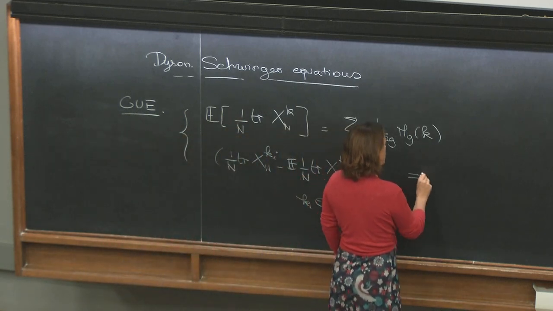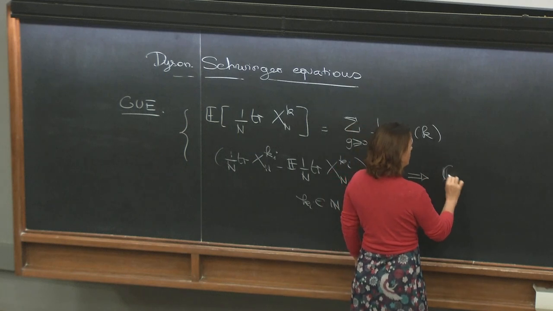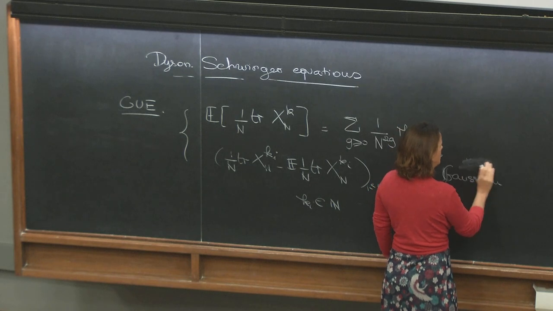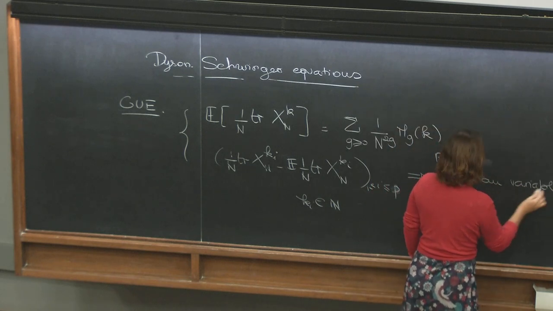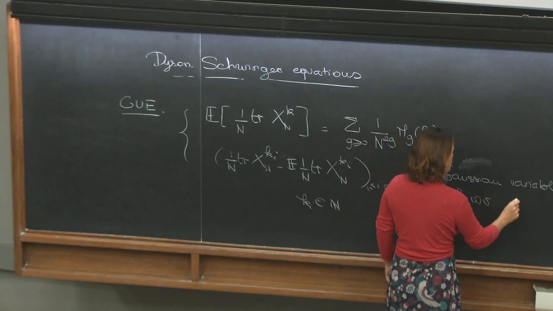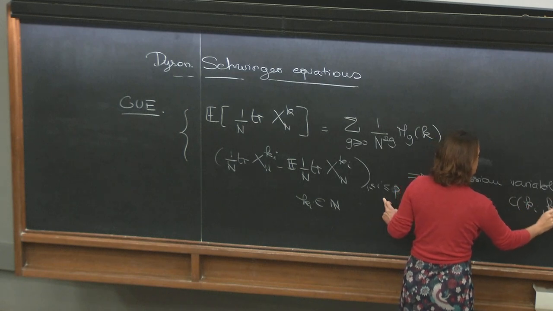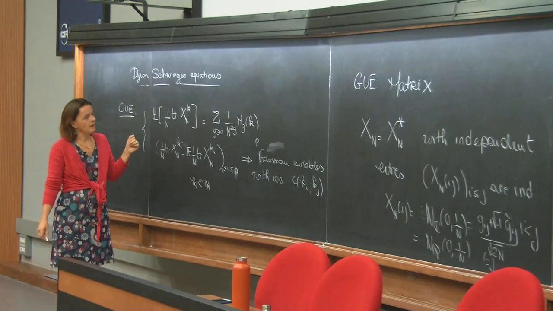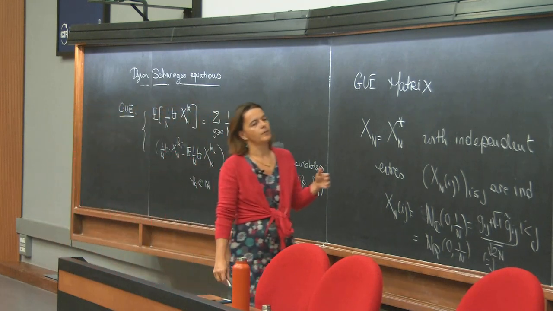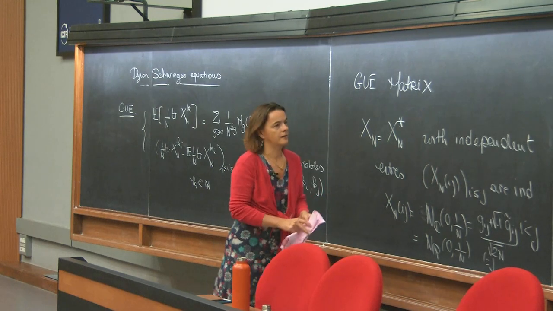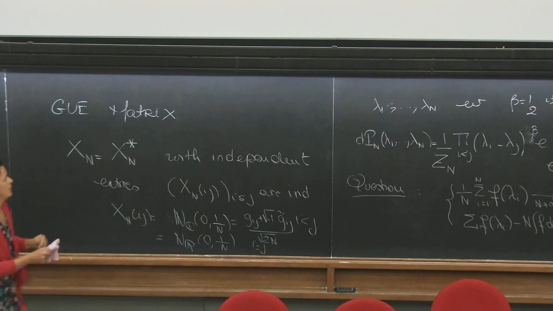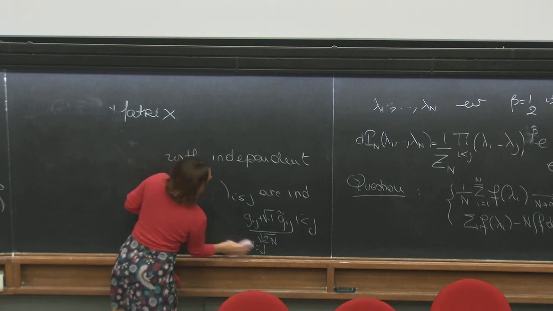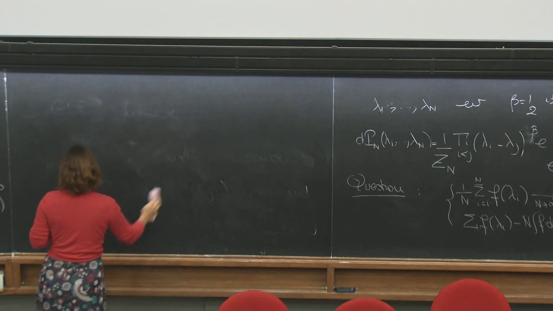then these will converge towards joint Gaussian variables with covariance, which I will denote C_{k_i k_j}. So this is what I'm going to prove for you. And this will answer this question, at least for functions which are polynomial.